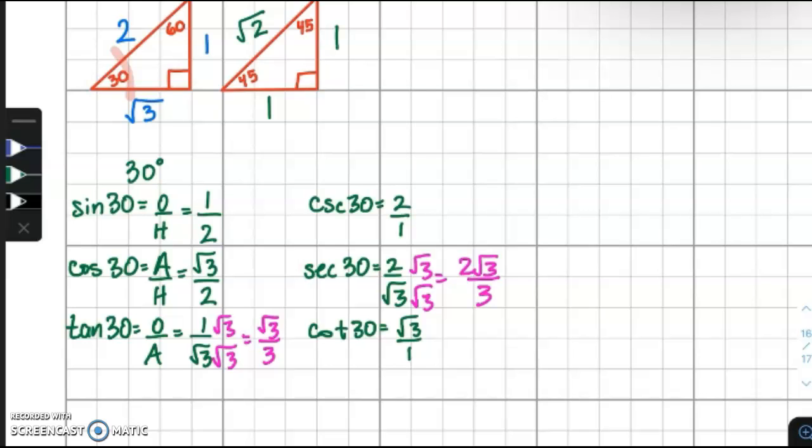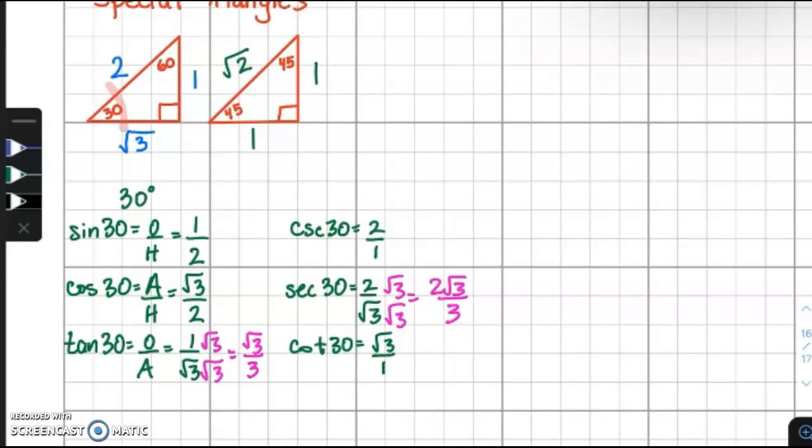Now let's do the same thing for 60. So we're going to do sine of 60. Now, how does that change? It means we're looking at a different spot. So instead of focusing on 30 as our reference, we're now focused on 60 as our reference. So when we do opposite over hypotenuse, the opposite is radical 3. The hypotenuse is still 2.